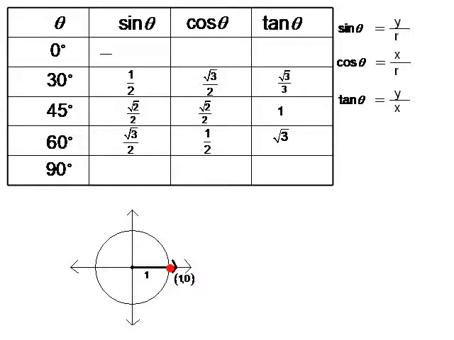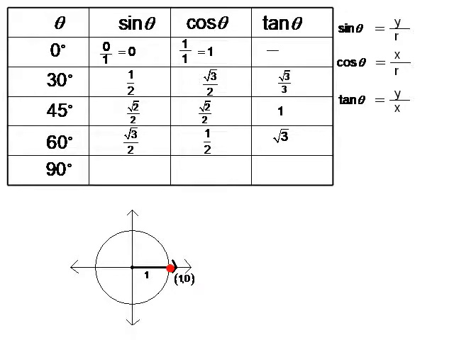So sine is y over r. Our y value of our ordered pair is 0. Our r of the circle is 1. So 0 over 1 simplifies to 0. Cosine of 0 degrees is going to be x over r. Our x value for our point is 1. Our r for the circle is 1. So 1 over 1 simplifies to 1.